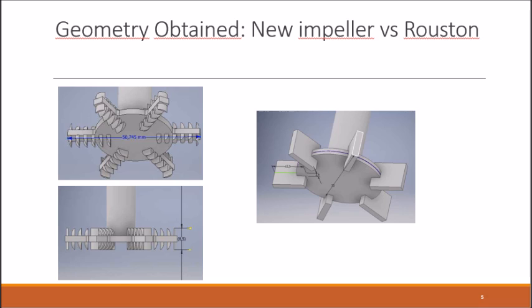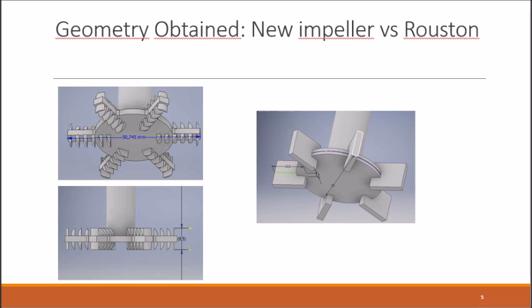The innovative part about our geometry is the tooth-like structures. What we want with the tooth-like structures located at the top part and the bottom part is to achieve greater mixing or homogenization of the fluid or species that are being treated.